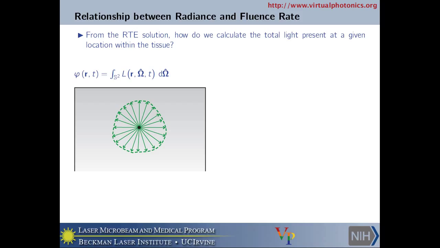So let's first look at therapy. If you're interested in the internal light field at this location, how do you get it from the radiance? Well, the fluence rate, which we'll denote as phi, is a function only of position and time. It's not a function of direction, right? It's just the total amount of light that's actually being emitted from this location. And this is simply an integral over the unit sphere of the radiance. So we've got to integrate over all omega.